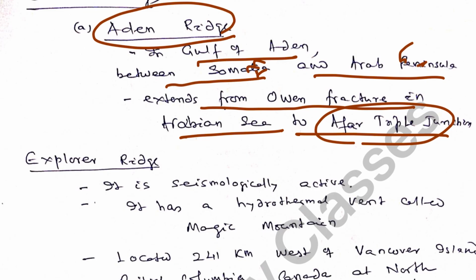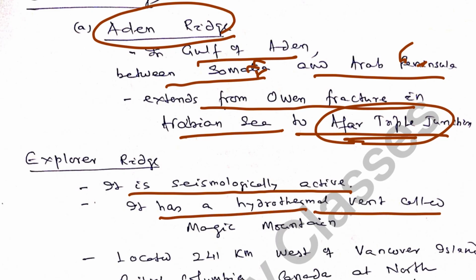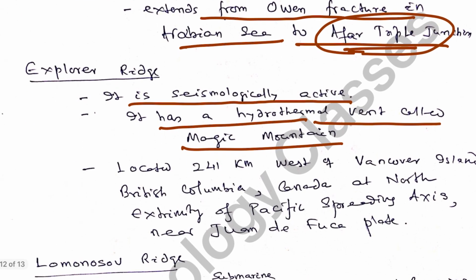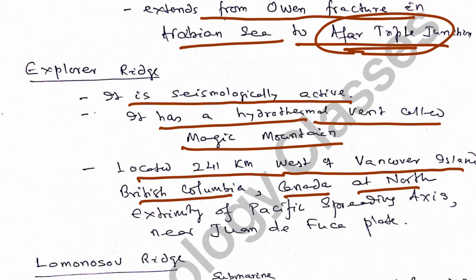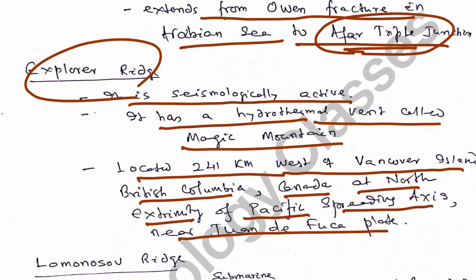These two have developed because of the mantle plumes and development of this triple junction. The Explorer Ridge is seismologically very active. It is present in the Pacific. It shows a hydrothermal vent called Magic Mountain, located 240 km west of Vancouver Island, British Columbia, Canada, at the north extremity of the Pacific spreading axis near Juan de Fuca, or towards the north of Juan de Fuca. This ridge is present. So this is another small ridge.